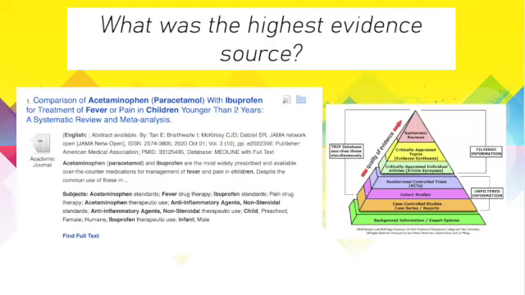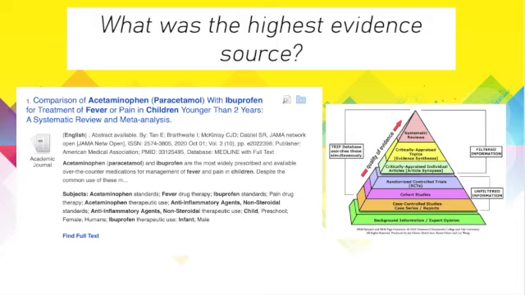So what was the highest evidence source that I found? The highest evidence that I found was a systematic review and meta-analysis. The title of this source is Comparison of Acetaminophen, Paracetamol with Ibuprofen for Treatment of Fever or Pain in Children Younger than 2 years. By the title, you can clearly see that it is relevant to the topic, being: is ibuprofen more effective than paracetamol in the treatment of pediatric fever?